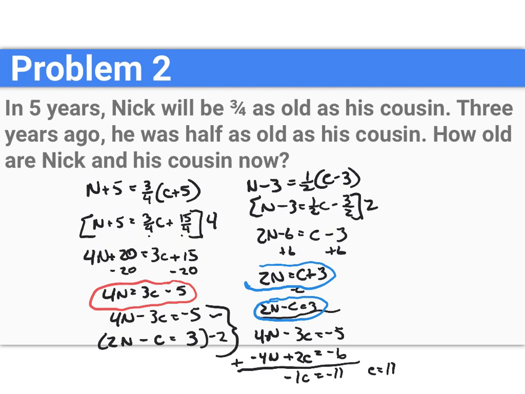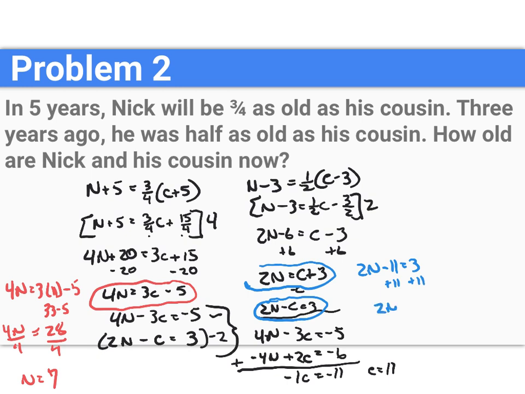So if the cousin is 11, how old is Nick? Four Nick equals 3 times 11 minus 5. 33 minus 5 is 28. Divide by 4, and Nick equals 7. Okay, let's check and make sure that that's right. So 2 Nicks minus 11 equals 3. Add 11, add 11. 2 Nicks equals 14. Divide by 2, and Nick equals 7. So Nick is 7 and his cousin is 11.